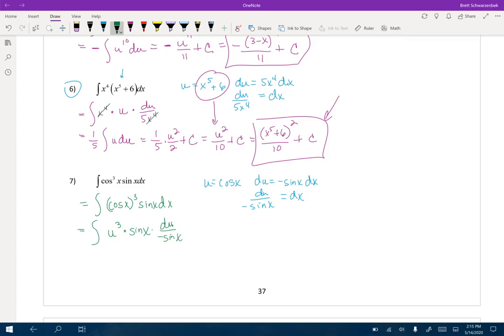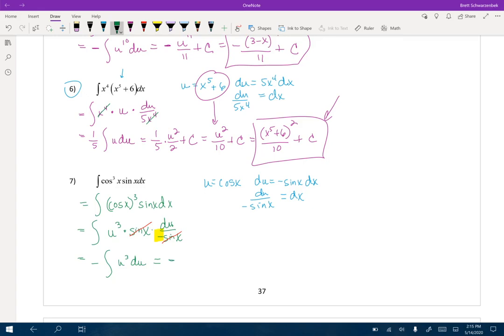Okay, if you look closely, our negative sine x is going to cancel out, but there's actually going to be this negative sign right here that we cannot forget. That is a part of the problem. So that negative sign is going to shoot to outside the integral as a constant, and we're going to get u cubed du as our function for integrating.